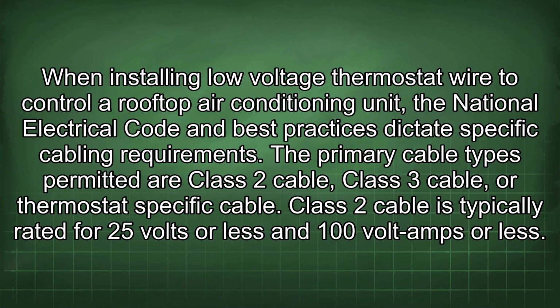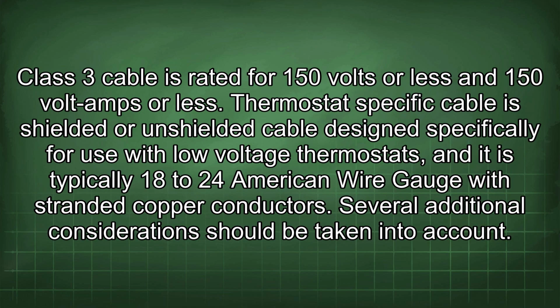When installing low-voltage thermostat wire to control a rooftop air conditioning unit, the National Electrical Code and best practices dictate specific cabling requirements. The primary cable types permitted are Class 2 cable, Class 3 cable, or thermostat-specific cable. Class 2 cable is typically rated for 25 volts or less and 100 volt-amps or less. Class 3 cable is rated for 150 volts or less and 150 volt-amps or less.